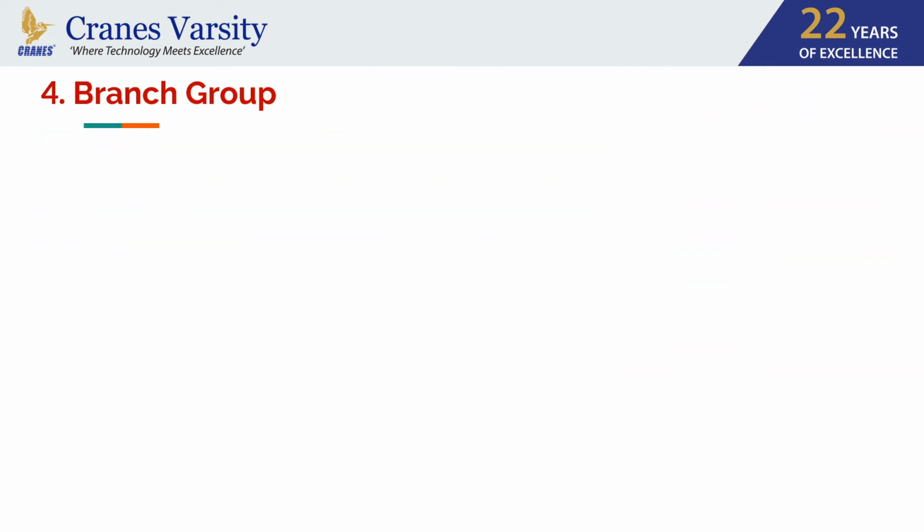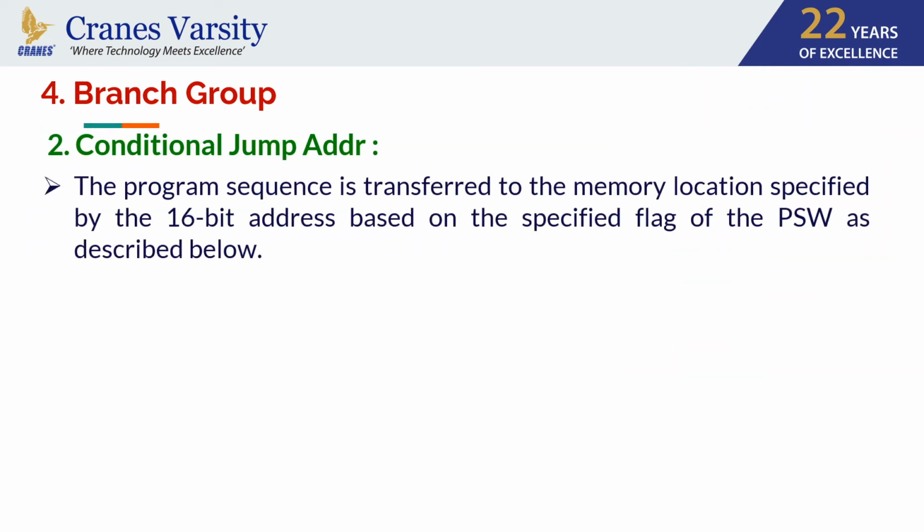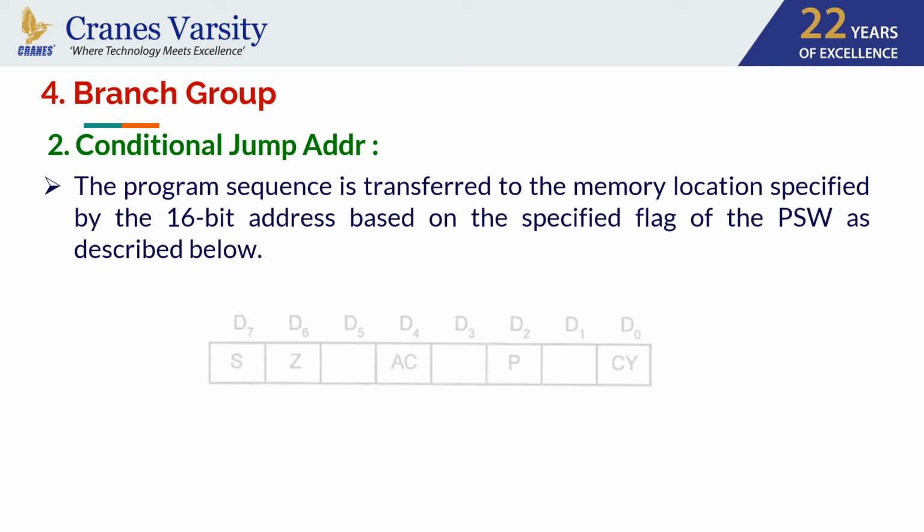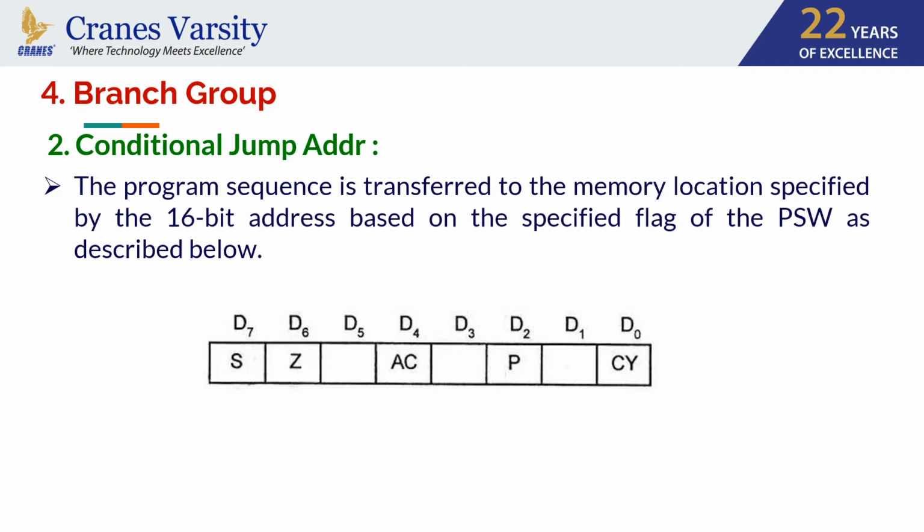Conditional jump instruction. Here the program sequence is transferred to the memory location specified by a 16-bit address based on a specific flag mentioned in the flag register, also called the program status word, which is shown below. We all know that this program status word, or flag register, consists of flags starting with D0. D0 stands for the carry bit. So we can provide a jump instruction when carry is set and when carry is reset.